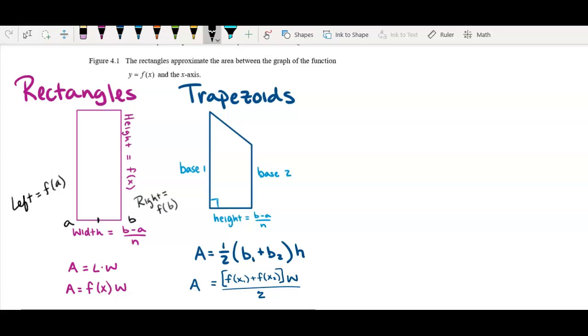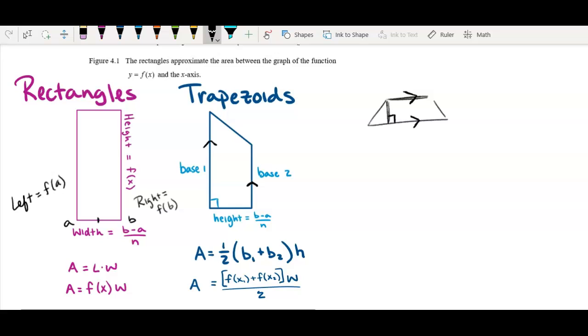A trapezoid, so when you think of a trapezoid, you're probably thinking of this shape. The definition of a trapezoid is a quadrilateral with one set of parallel lines. So our bases are the parallel lines, right? Here we have a vertical trapezoid, and here we would find the height from this right angle. Our right angle is along the x-axis, so the height is equal to the width, again, b minus a over n.